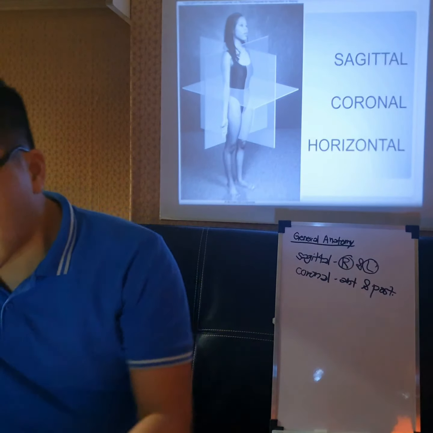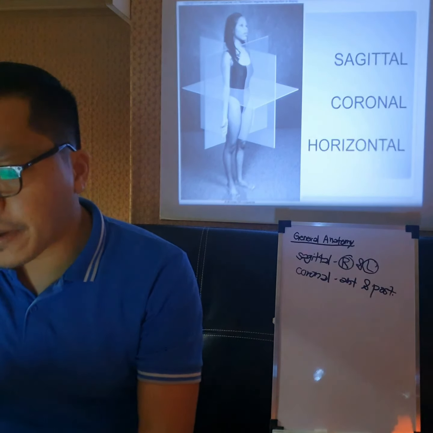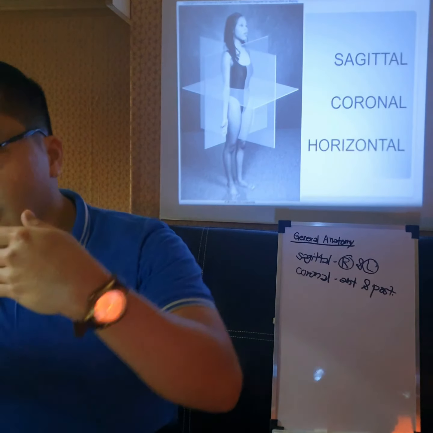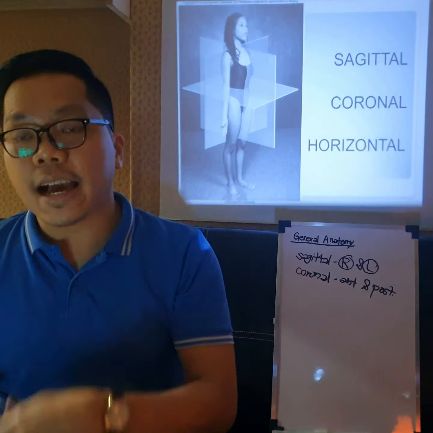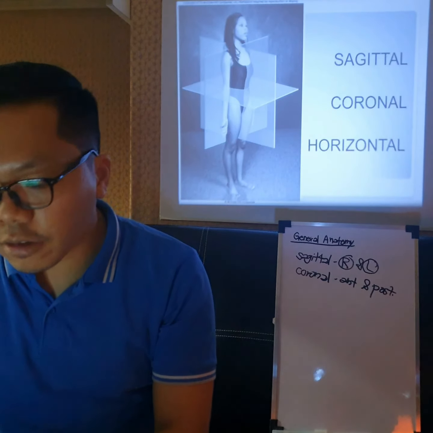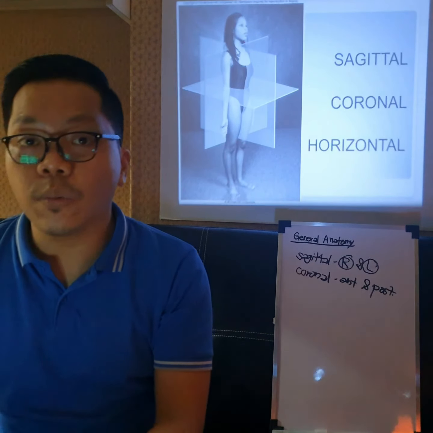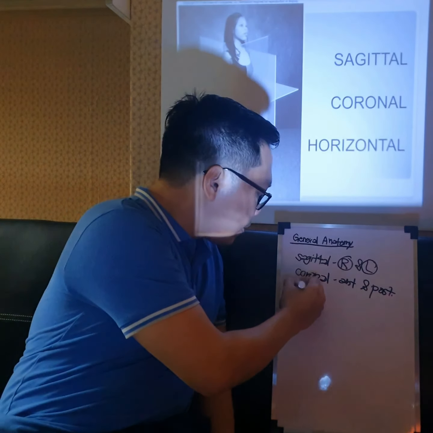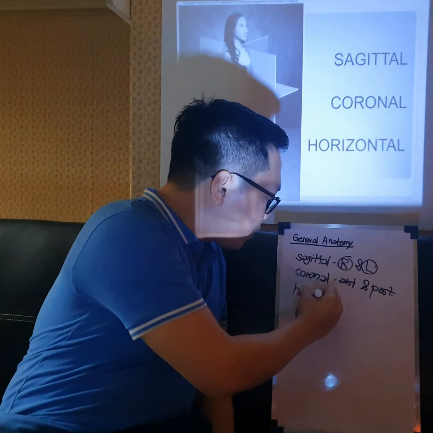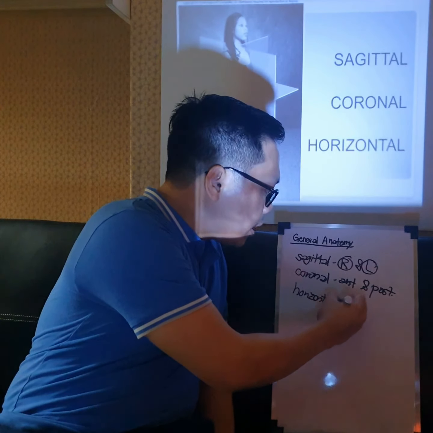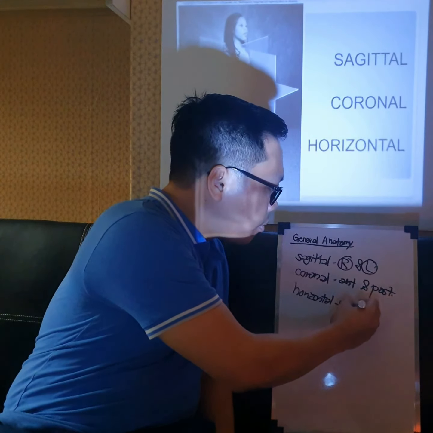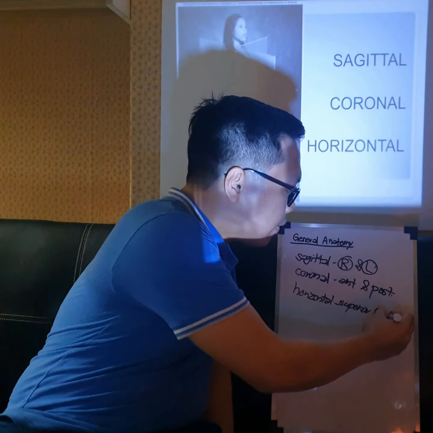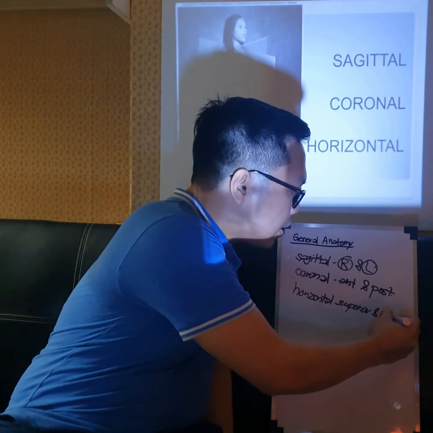Again, coronal divides the body into anterior and posterior halves. Then, lastly, kapag horizontal naman, ano naman yung kailangan natin malaman? Pag sinabi natin horizontal, it divides the body into what? Superior and inferior halves. Again, horizontal divides the body into superior and inferior halves.